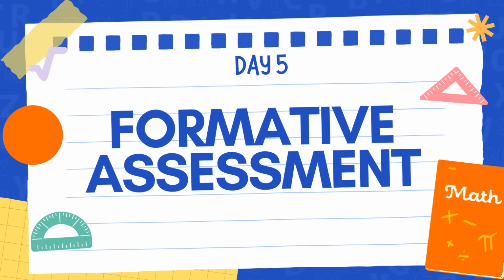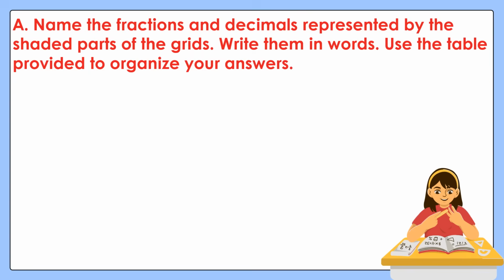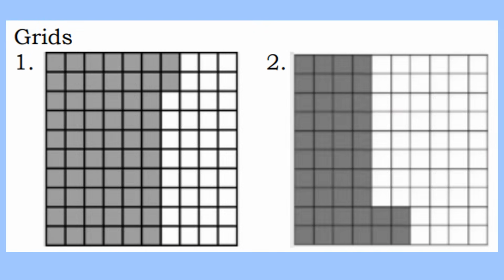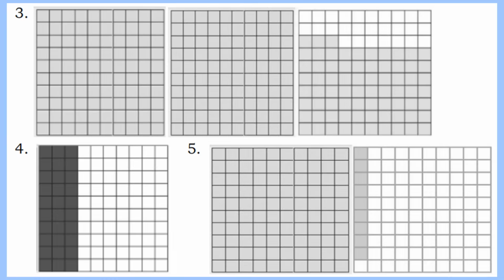Day 5, Formative Assessment. A. Name the fractions and decimals represented by the shaded parts of the grids. Write them in words. Use the table provided to organize your answers. First column, fraction form. Second column, decimal form. Third column, word form. Here are the grids for numbers 1 to 2. Grids for 3, 4, and 5.